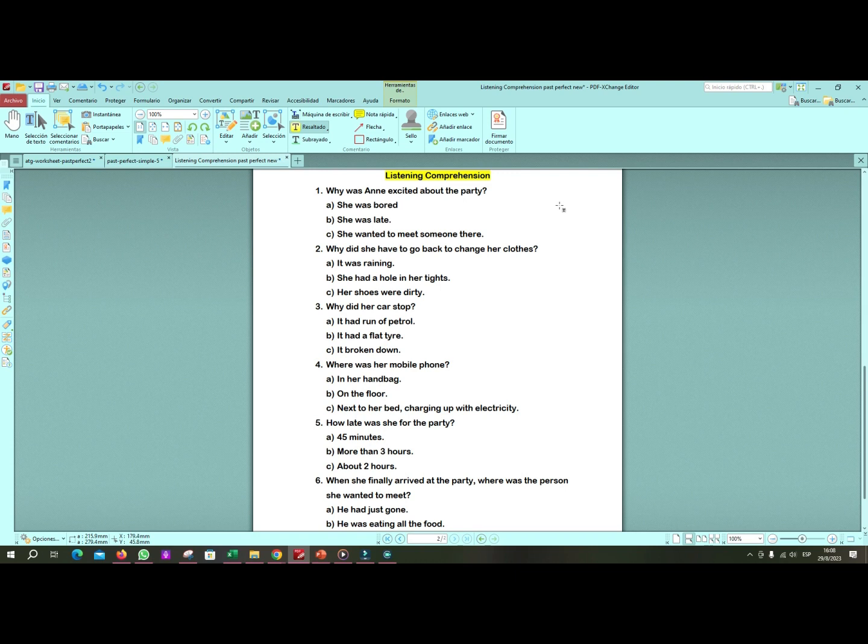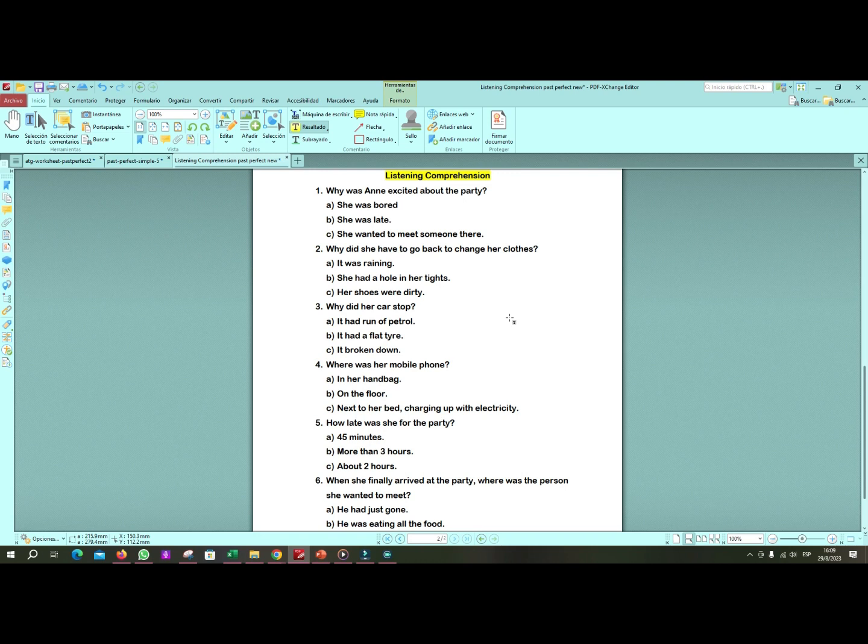Here you have the first one. It says, why was Anne excited about the party? She was bored, she was late, or she wanted to meet someone there. Two. Why did she have to go back to change her clothes? It was raining, she had a hole in her tights, or her shoes were dirty. Three. Why did her car stop? It had run out of petrol, it had a flat tire, or it had broken down.